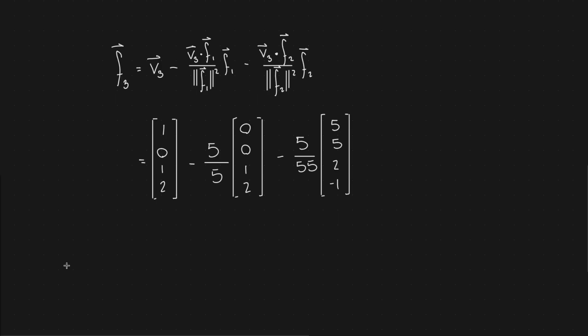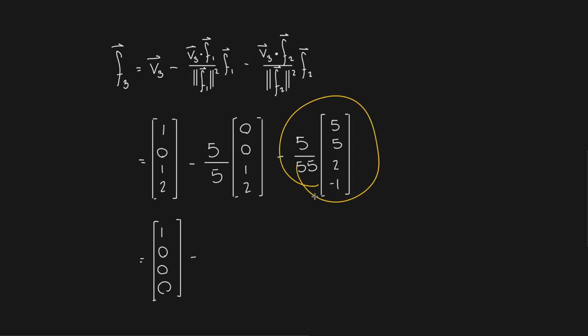So let's do the vector arithmetic, get our final answer for F3 here. I'm going to start by just simplifying. Negative 5 over 5, that's just 1, right? So I'm just subtracting these two vectors as is. So 1 minus 0 is 1, 0 minus 0 is 0, 1 minus 1 is 0, and 2 minus 2 is 0. Okay, so that's these two. I still need to subtract this. Now 5 over 55, that reduces to 1 over 11.